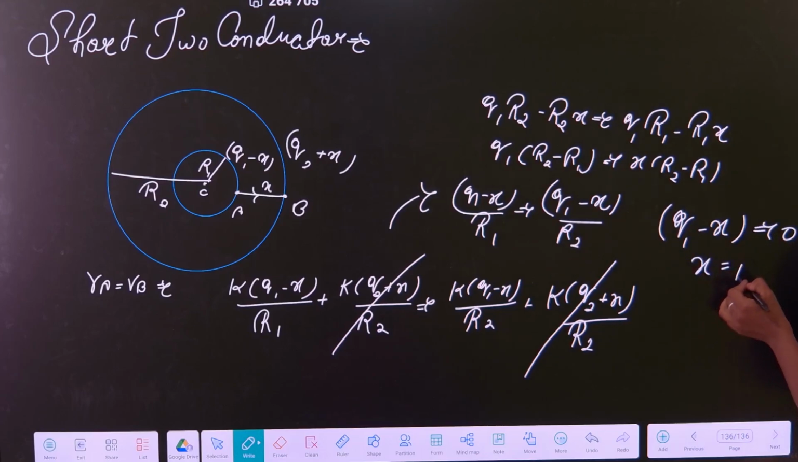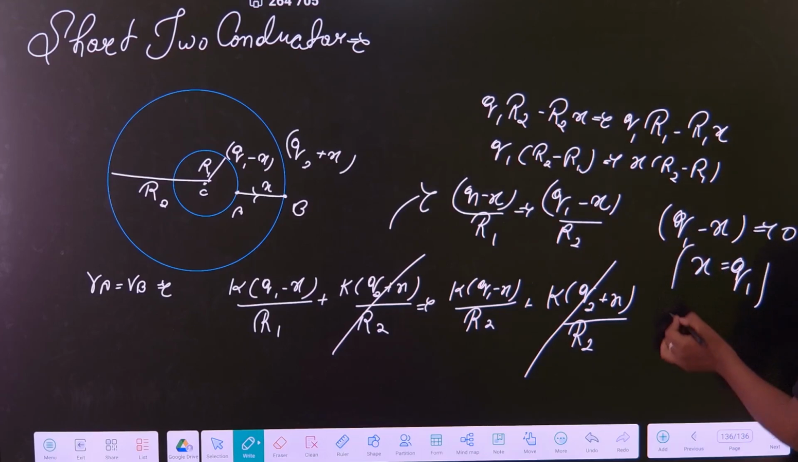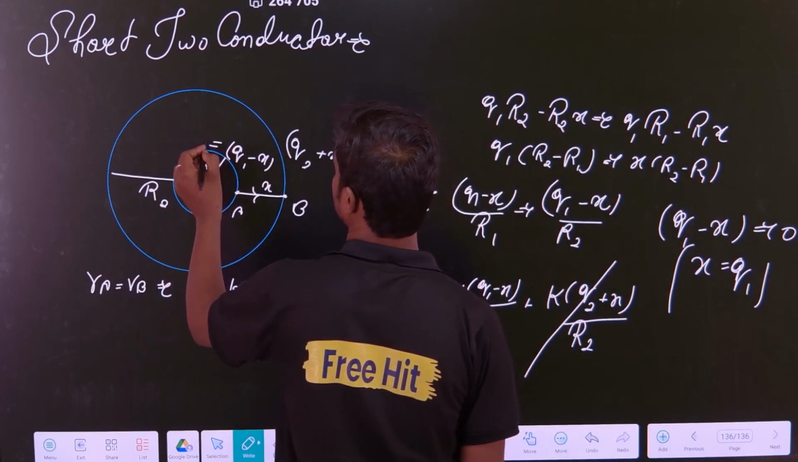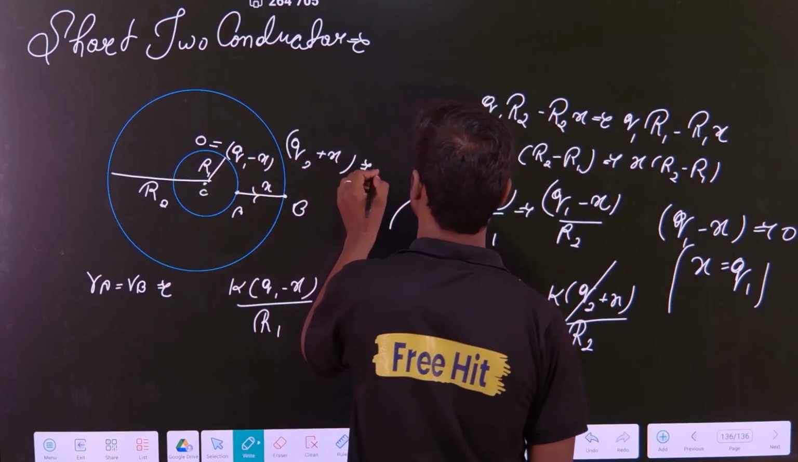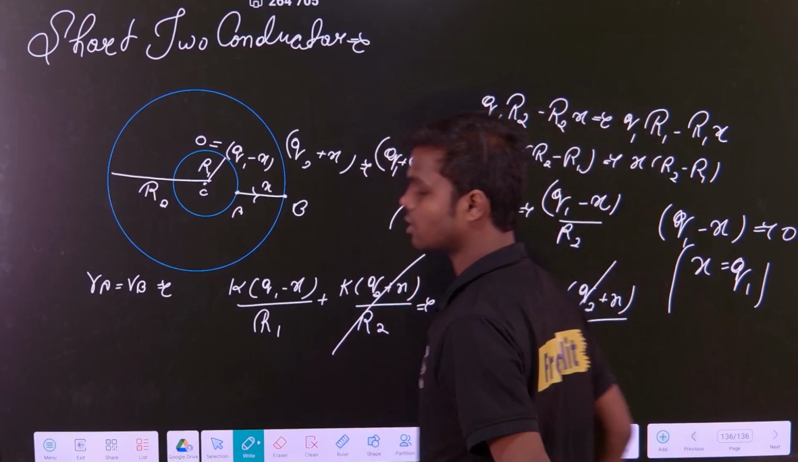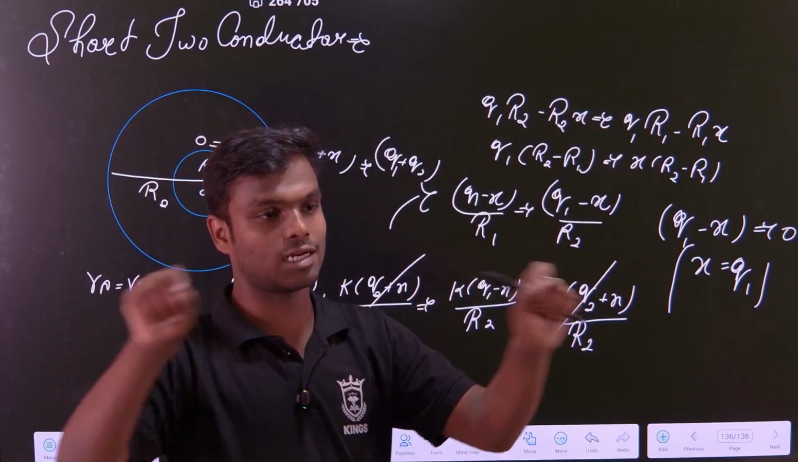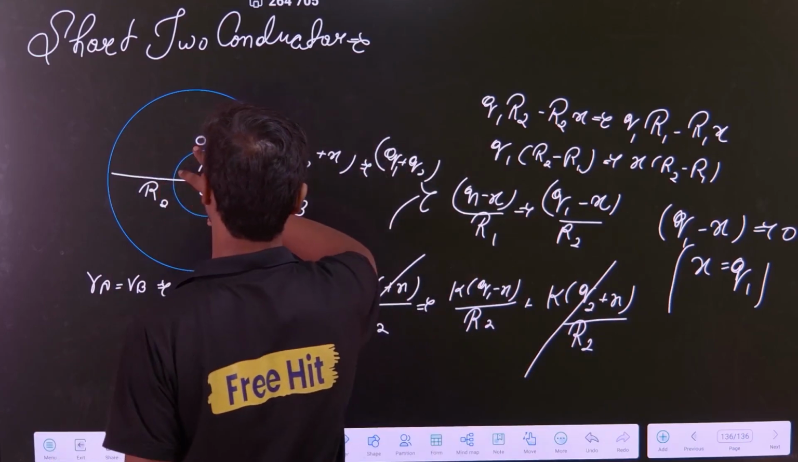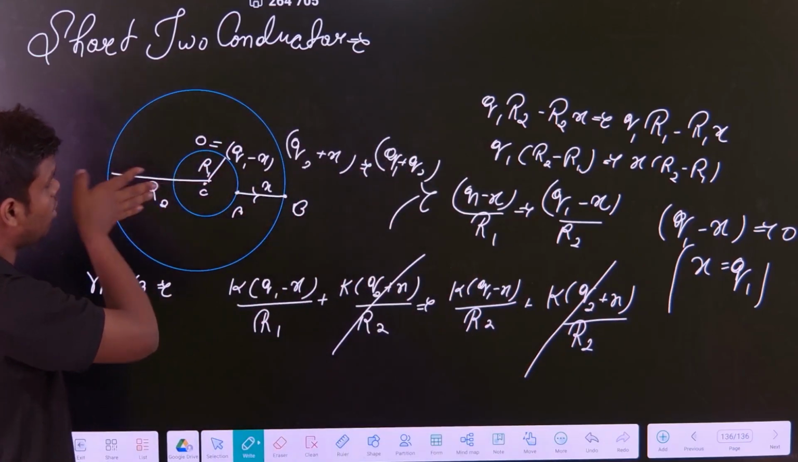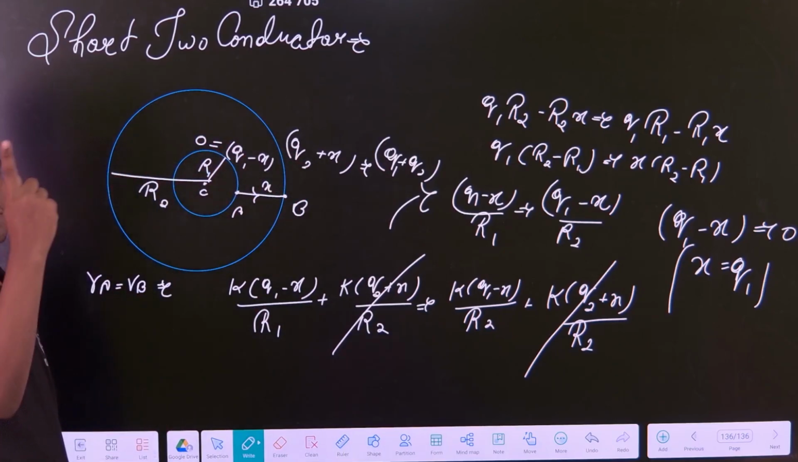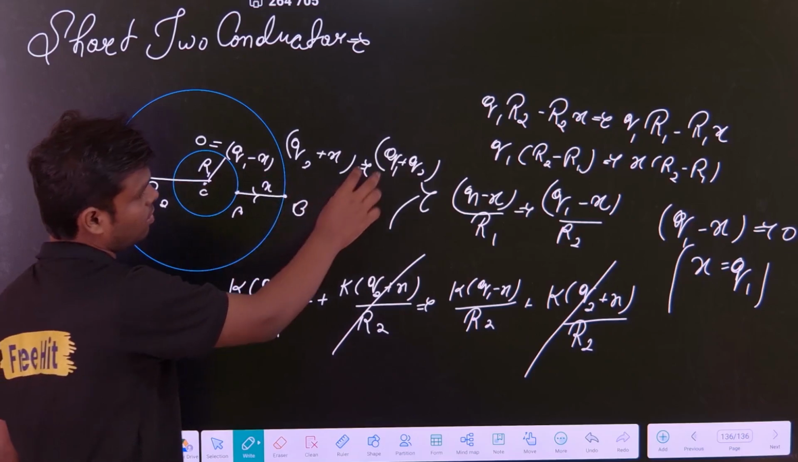From here X is equal to Q1, what you understand is, the charge Q1 will flow. What is the final charge here? 0. And what is the final charge here? Q1 plus Q2. So what is the concept you got? Whenever we are connecting two conductors directly, it will behave as one conductor, because this conductor's final charge will become 0. All the charge from this conductor will flow onto the outer conductor. So they will behave as one conductor. So total charge will become Q1 plus Q2.